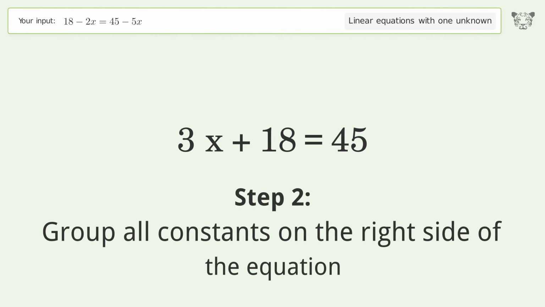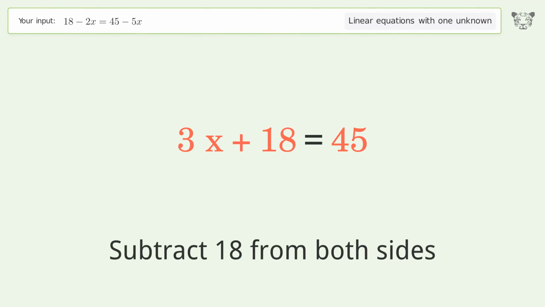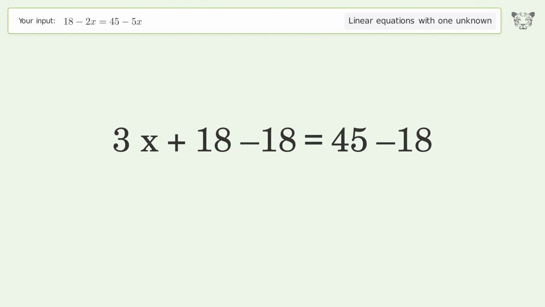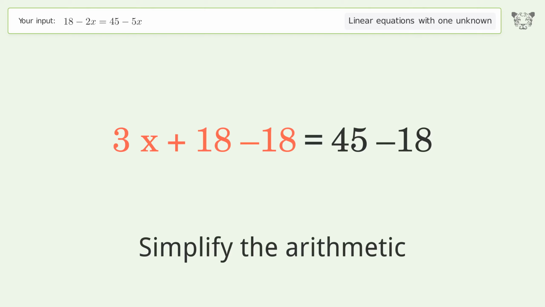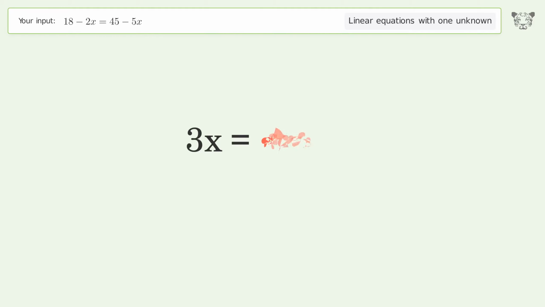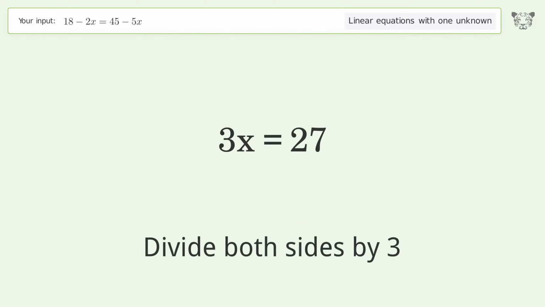Group all constants on the right side of the equation. Subtract 18 from both sides. Simplify the arithmetic. Isolate the x. Divide both sides by 3.